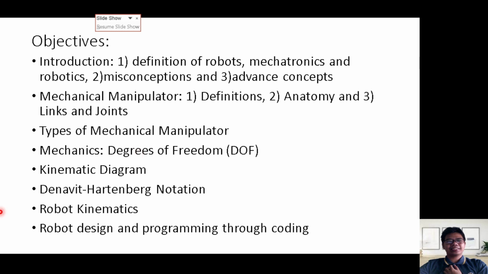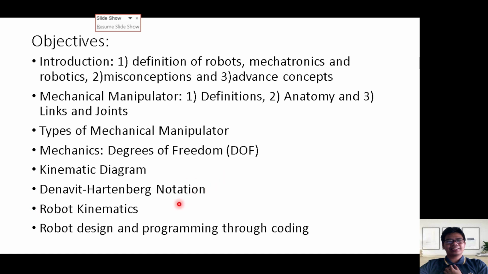Fifth is the kinematic diagram. We will create it as a visual representation that illustrates the connections between the components of a robotic system. This diagram will help us analyze the system's motion more effectively. Sixth is the Denavit-Hartenberg notation. This is a powerful tool that simplifies the mathematical representation of robot kinematics. I'll guide you through this notation, making complex calculations more manageable.